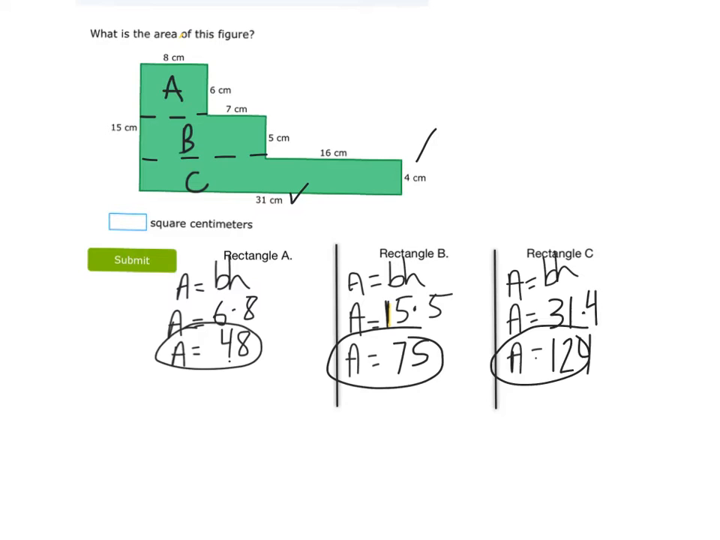Now I'm not done. I have to add these 3 numbers up, and yes, you can use a calculator. If you add all the numbers, you get 247.